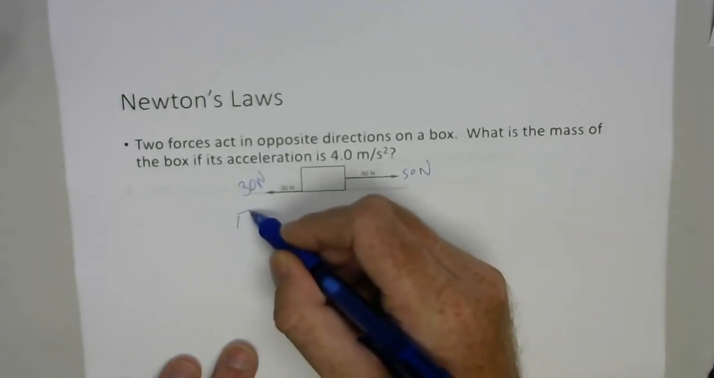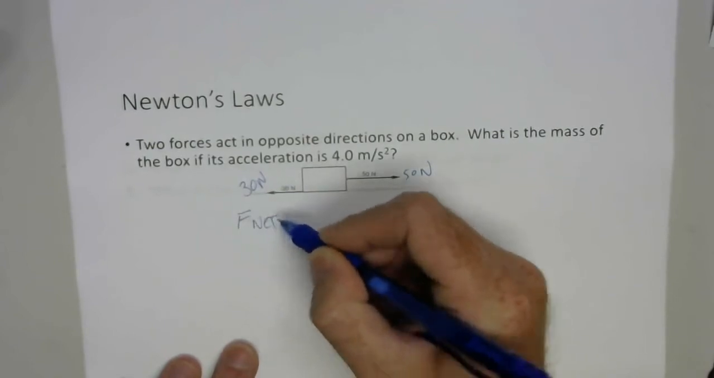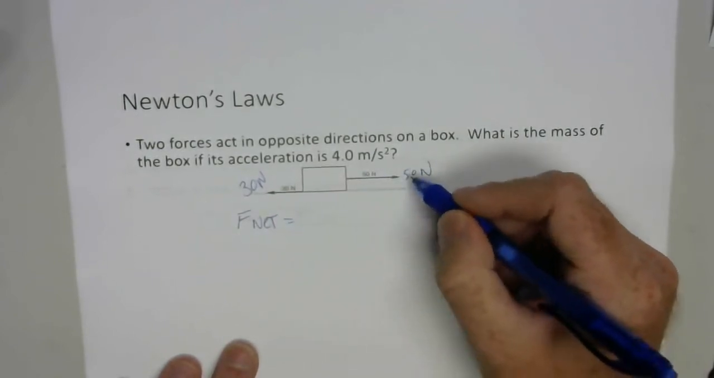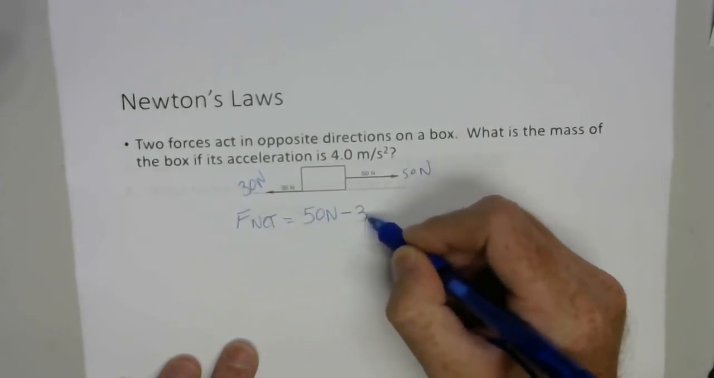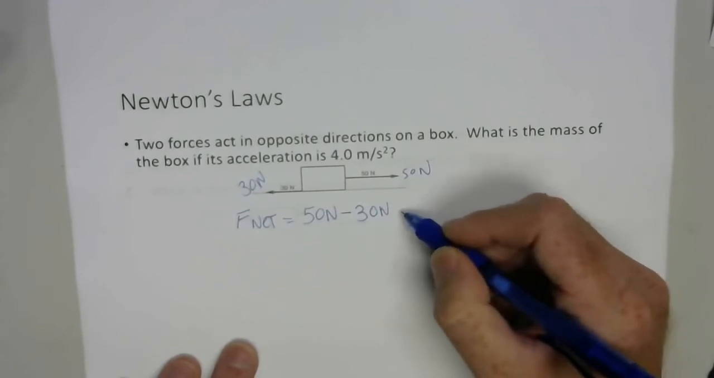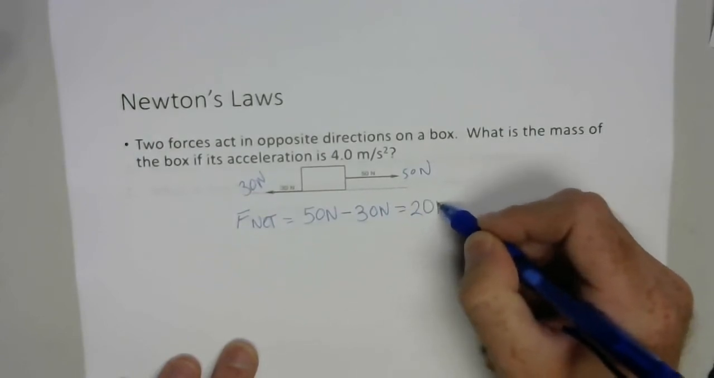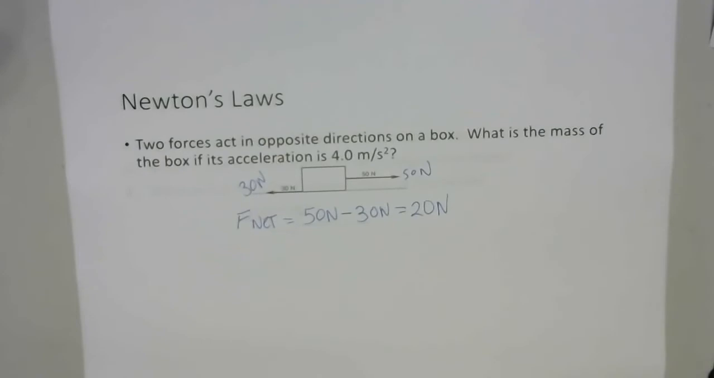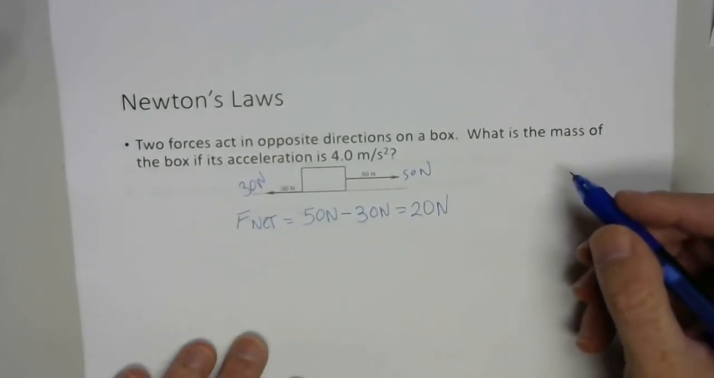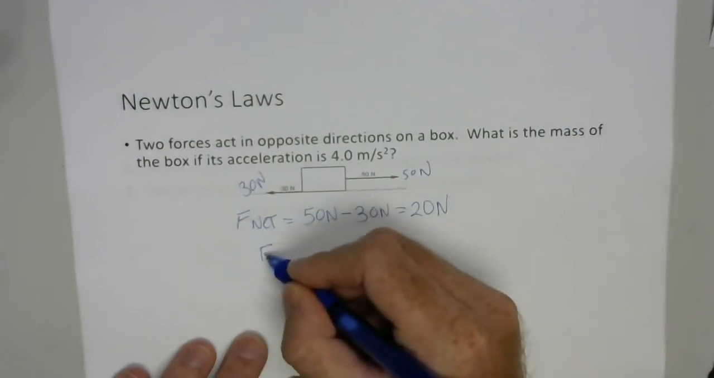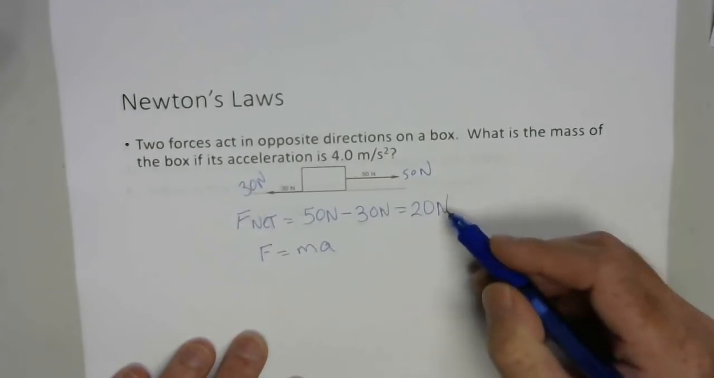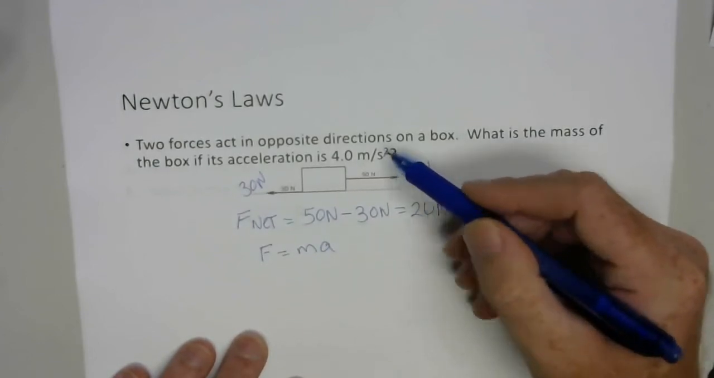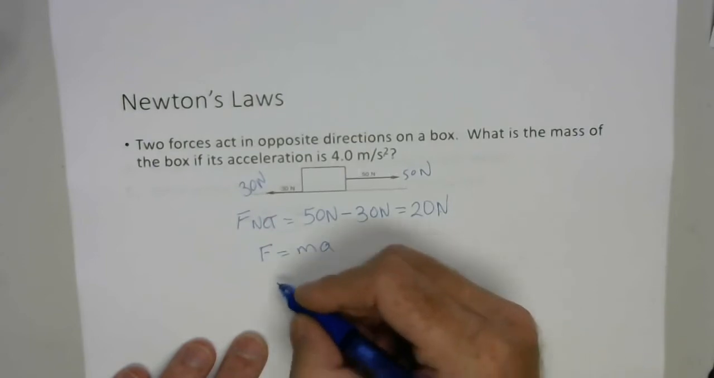So we need the net force. And so we'll treat this as the positive direction, 50 newtons minus 30 newtons will give us 20 newtons. So that's your net force. Now we just need to find the mass, so we're going to pull out Newton's second law, F equals ma. We know the F, we know the a, so we just need the mass of the box.